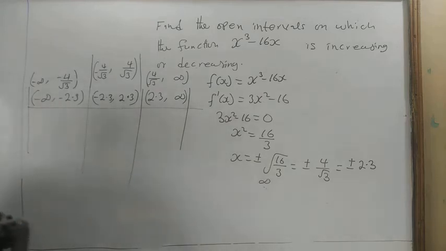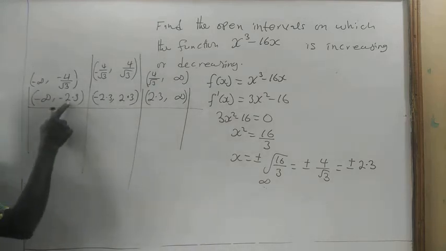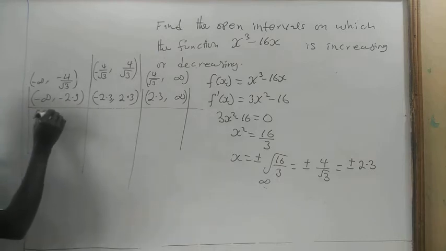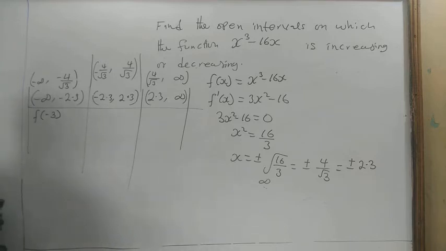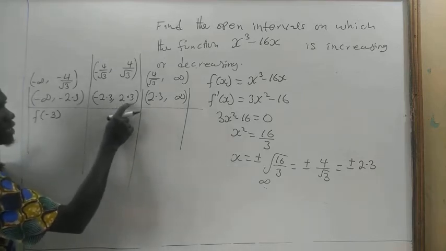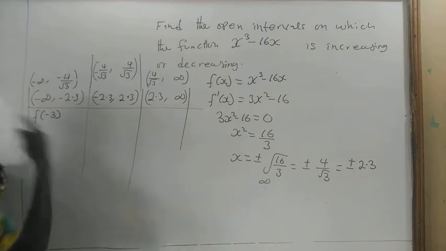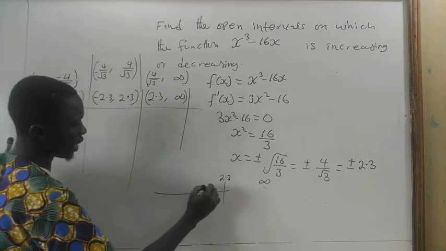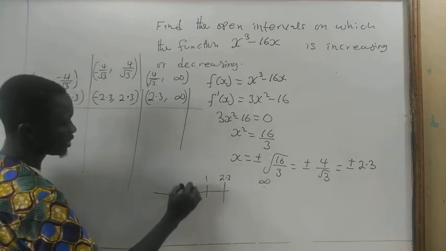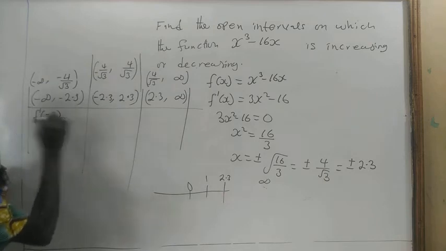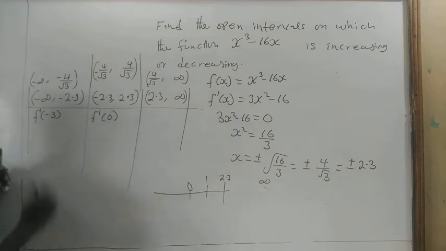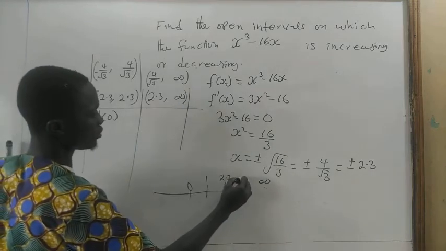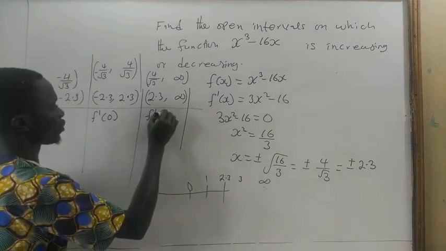So here, since it is negative infinity to negative 2.3, I can test f prime of negative 3, because negative 3 will be there. And here, since you have negative 2.3 to 2.3, on the number line, if here is 2.3, then it means that 1 is here, and then 0 will also be there. So I'll take f prime of 0. And here, since you are moving from 2.3 going to infinity, 3 will be here. So I will take f prime of 3 to check.